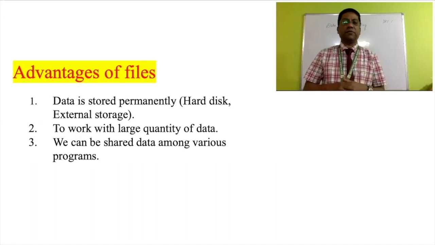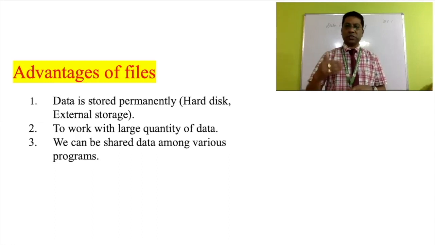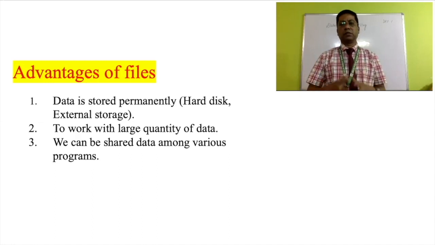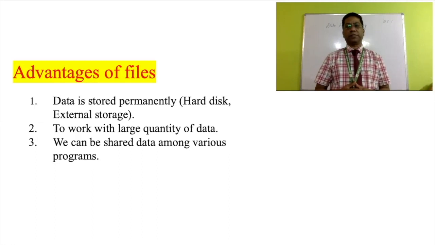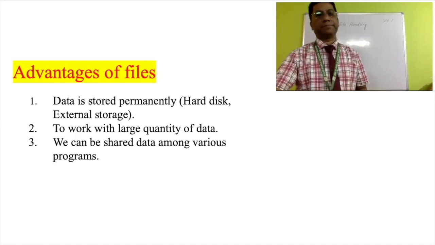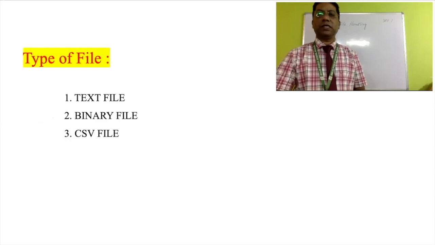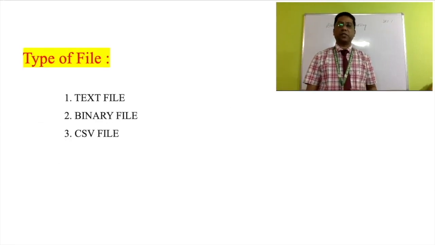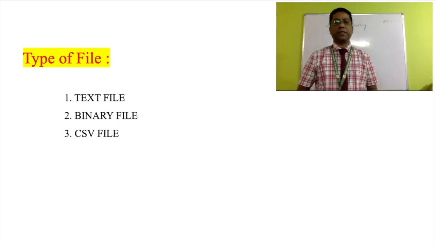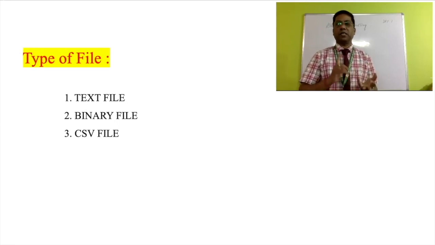After storing it in a file, it becomes easy for us to share the data, to send the data from one location to another location, or to share these data amongst the different programs. Then what are the types of the files supported in Python? Mainly there are three types of files which are supported in Python. One is the text file, other one is the binary file, third one is the CSV file.